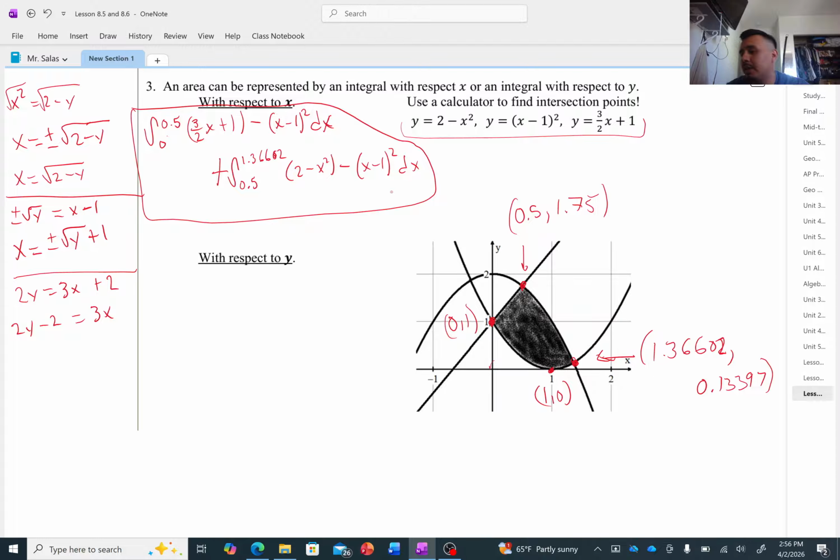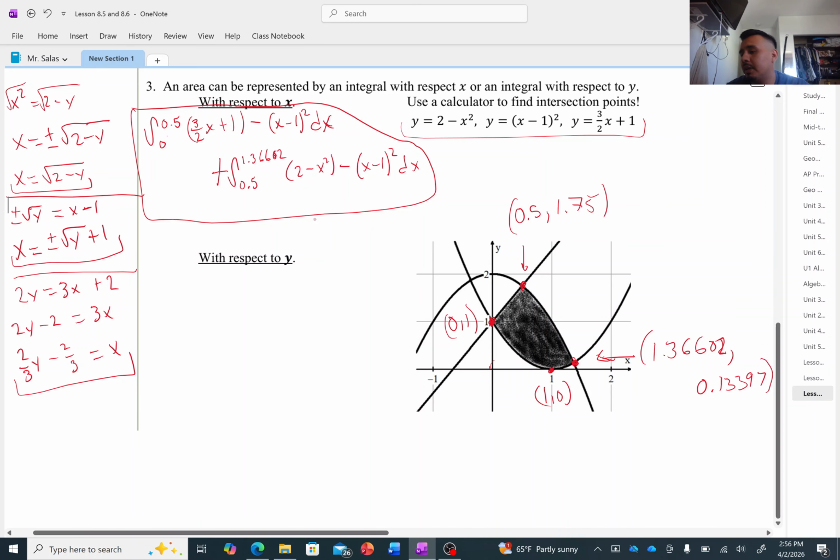I'm going to divide by 3 on both sides, and I should get 2/3 y minus 2/3, because remember, I have to divide by 3 on everything, is equal to x. So these right here are my functions. These are the functions that I'm going to be using. And again, it's the same thing with this plus or minus square root of y. We're using the positive side, so we're sticking with the positive side. Sorry, I forgot to write that down, but we're sticking with the positive version of it, okay?